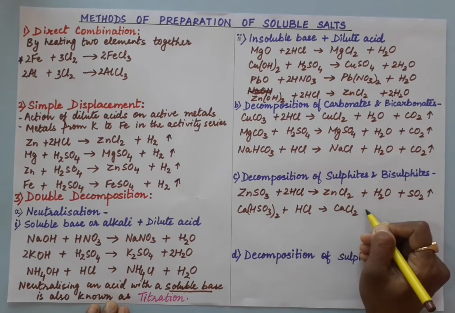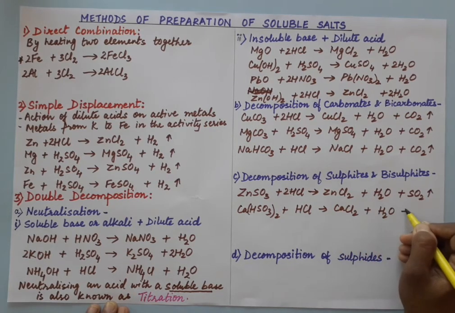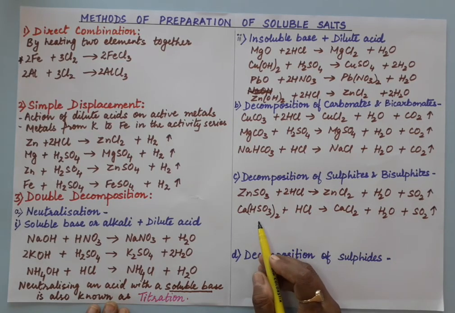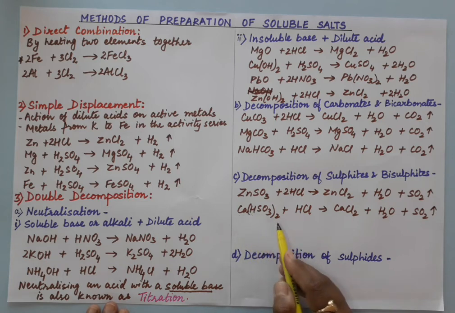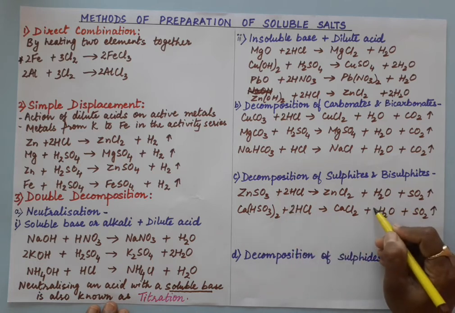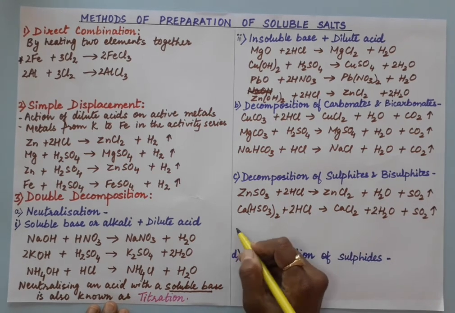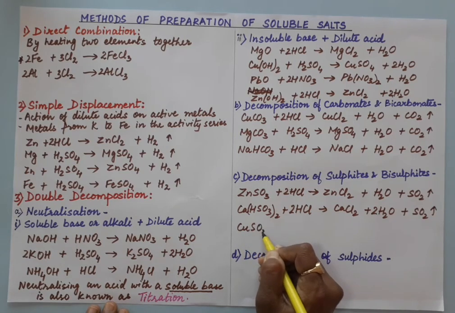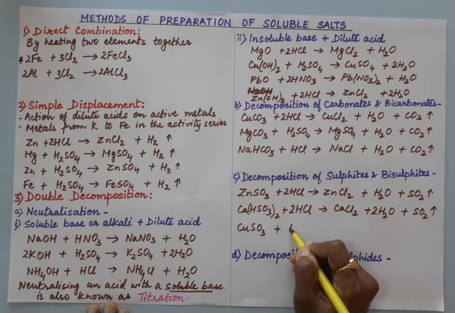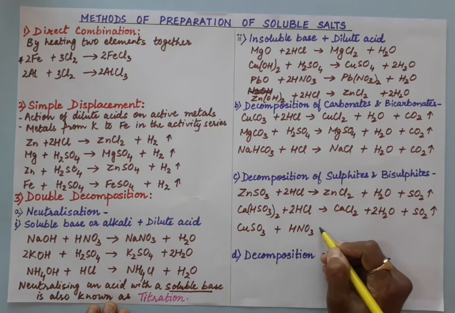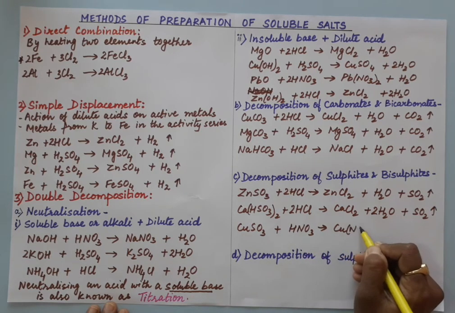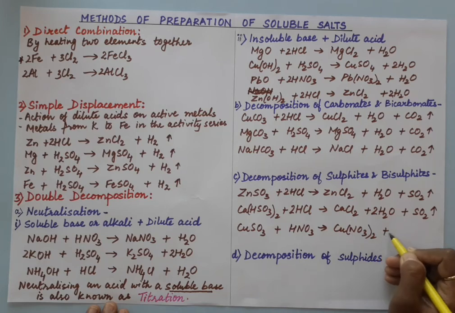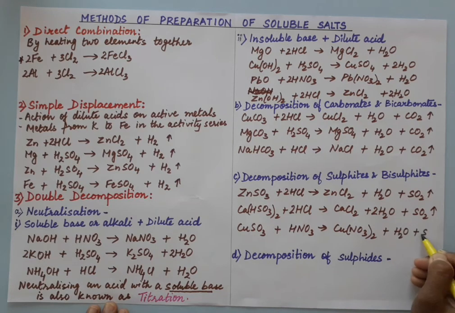Calcium chloride plus water plus sulfur dioxide. We are taking over here calcium bisulfite, and students always make this mistake: it is calcium 2 plus, so here CaHSO3 twice will come, and then we balance the reaction, right. Next, let us take copper sulfite, which reacts with any acid, you can take HNO3, so we will get cupric nitrate plus water plus sulfur dioxide.